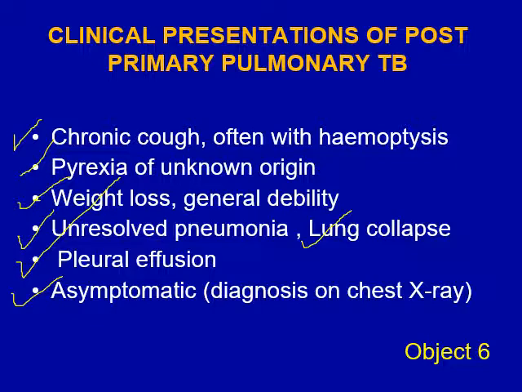Or it may present only with PUO, or fever of unknown origin, without pulmonary manifestation. Or it can cause pneumonia, and this pneumonia is not resolved by antibiotics. Or it causes lung collapse. The patient has features of lung collapse, usually presenting with chest pain, shortness of breath, cough, and by chest X-ray, it is lung collapse. Or it can present with pleural effusion, extending to the pleura and causing pleurisy and pleural effusion. Or rarely it may be asymptomatic when detected by routine chest X-ray.